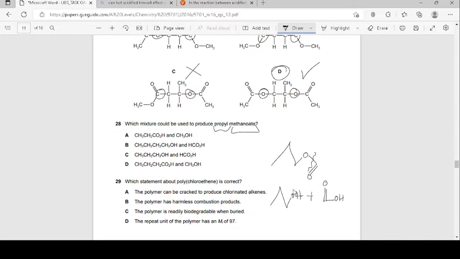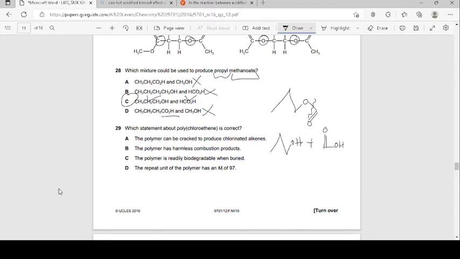So I should be looking for propanol firstly, and so let me see, 1, 2, 3, 4. No, that's COOH anyways. 1, 2, 3, propanol. That is propanol. That is right. 1, 2, 3, 4. I don't need butanol. 1, 2, 3. That's an acid. So no, that's wrong. My answer has to be C. And I have methanoic acid there. So it's propanol and methanoic acid that I need, and that is C.